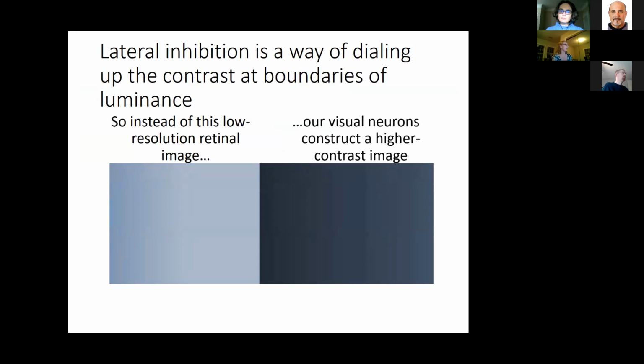So on the lighter side of this 2-pixel boundary of luminance, we get even lighter at the boundary than the rest of the block, and we get even darker than the rest of the block on the darker side. Essentially, our visual neurons make the contrast dial up. So rather than this, again, you get this.